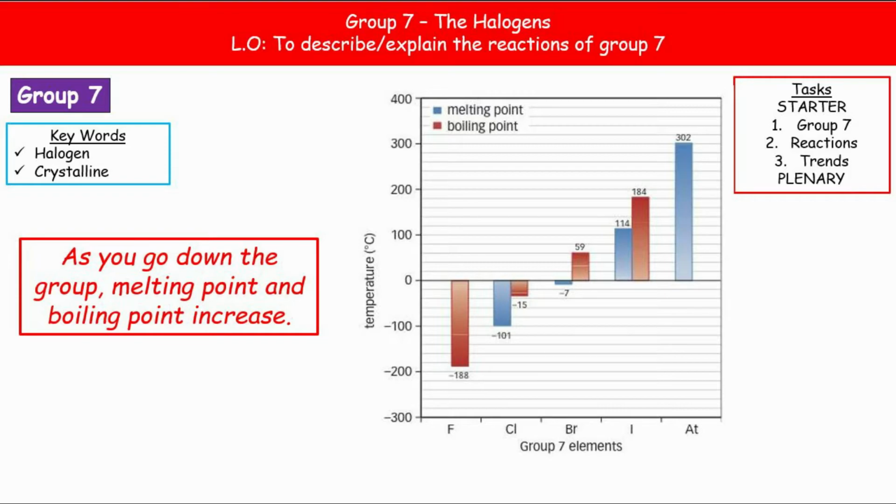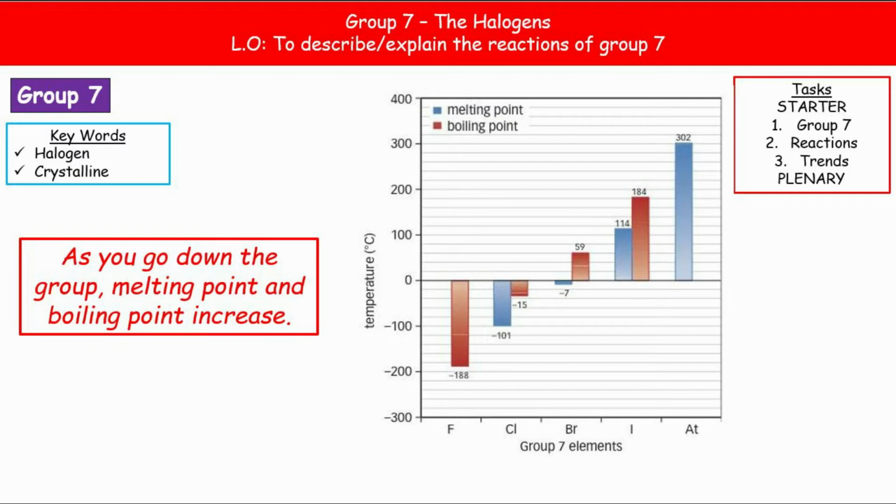Now, as we mentioned, there's actually bars missing here. And one of the questions they could ask you in an exam is to predict what the missing ones actually are. Now, they could give you a graph like this. They could give it to you in a table. What we need to do is basically use the data we've been given for the ones in the group, because we know the trend. We know that it's going to be increasing as we go down the group. And then we just need to apply that to work out the missing ones.